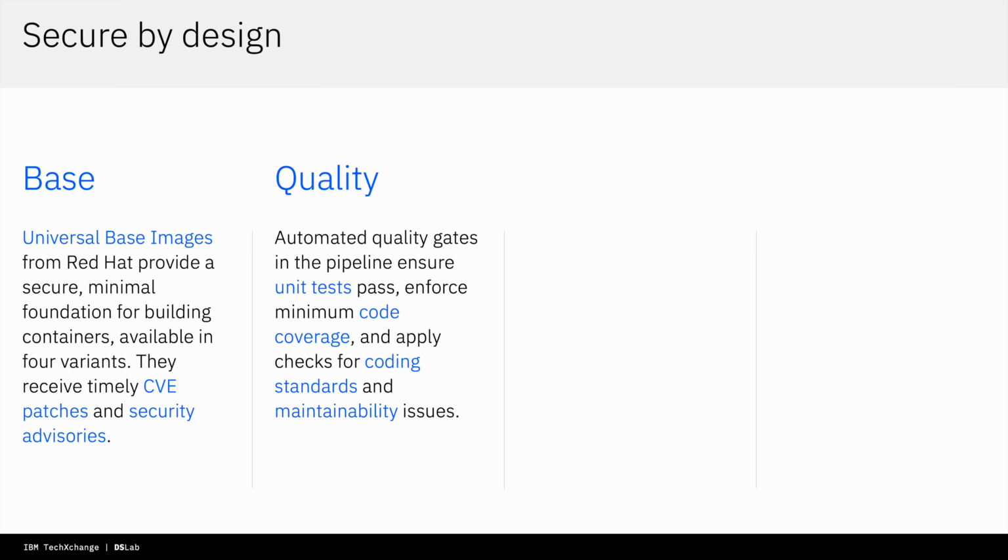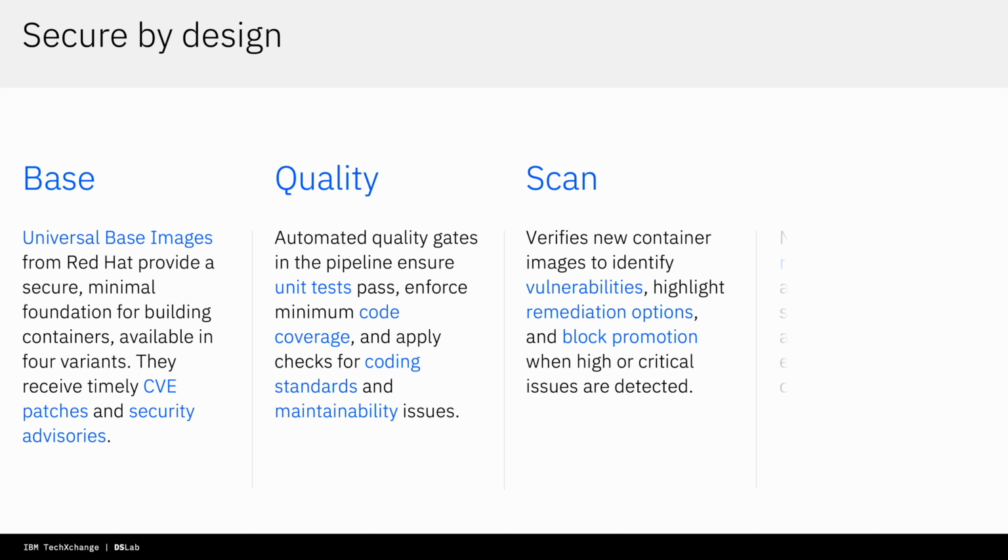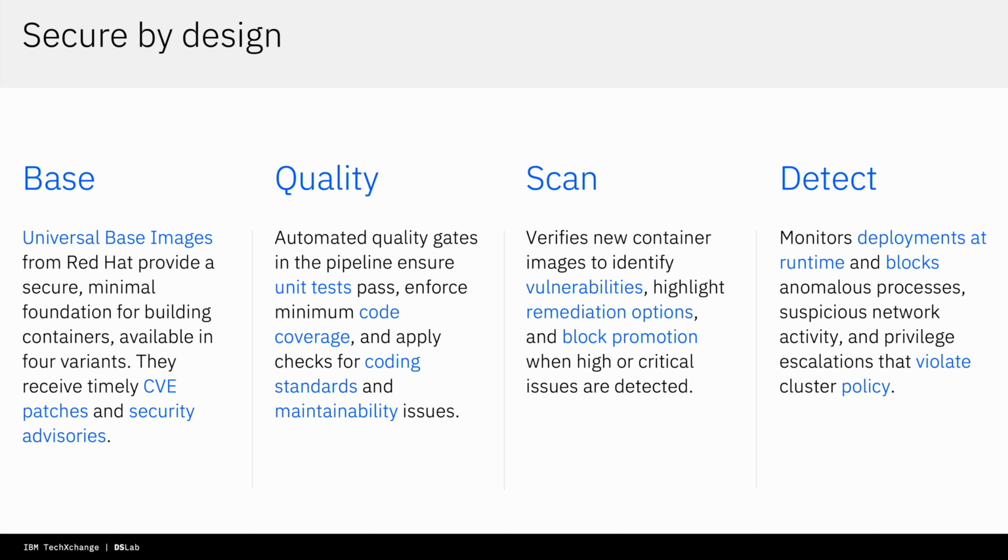Red Hat Advanced Cluster Security delivers the next two pillars: scan and detect. An ACS scan has been integrated into the promotion pipeline for new images. This task identifies known vulnerabilities and flags insecure configurations, such as running containers as the root user. If critical issues are found, promotion is blocked and developers are notified. This proactive approach ensures that insecure images never reach the cluster.